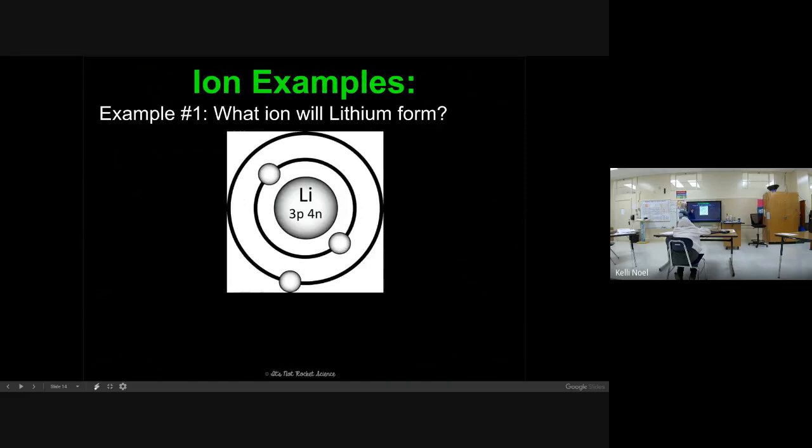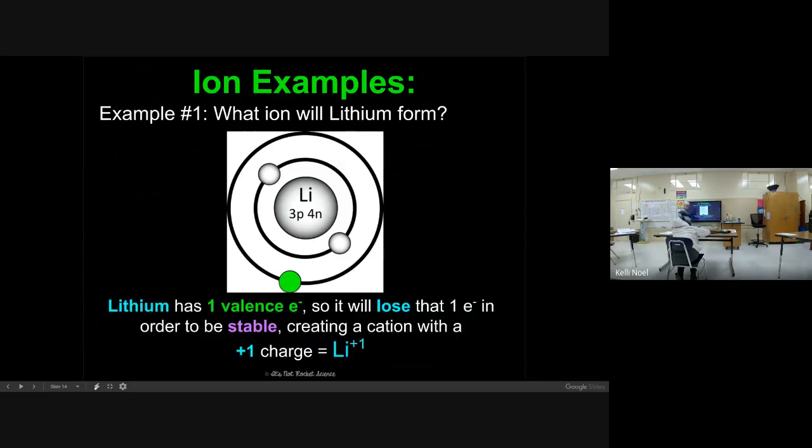All right, so what will this lithium form here? So look at its, how many valence electrons does it have? 1. So it's going to be just like sodium. It's going to be Li plus 1 because it's going to lose a negative. It's going to have more positive charges then. So 1 valence electron, so it loses an electron to be stable, and it creates a cation with a +1 charge, so Li plus 1. And that +1 is always up there like a superscript.